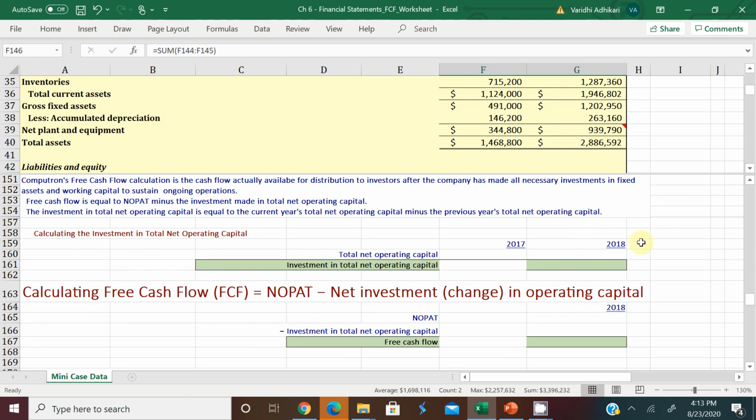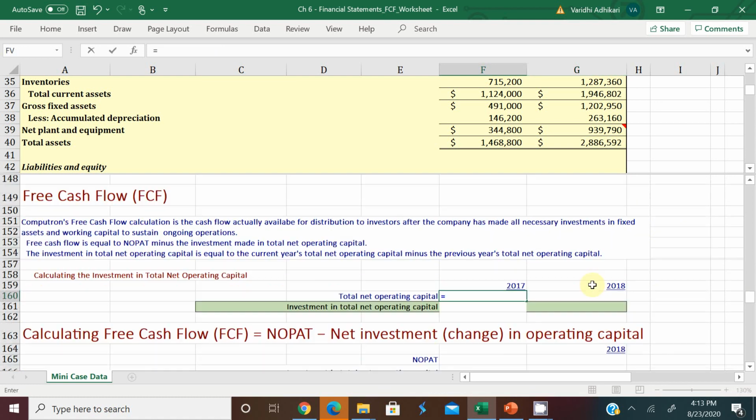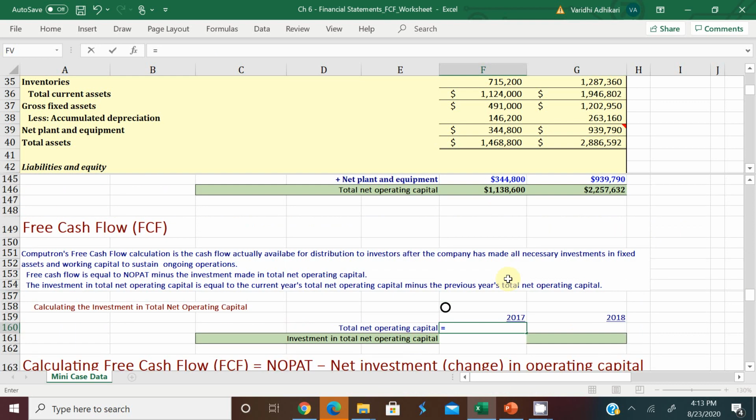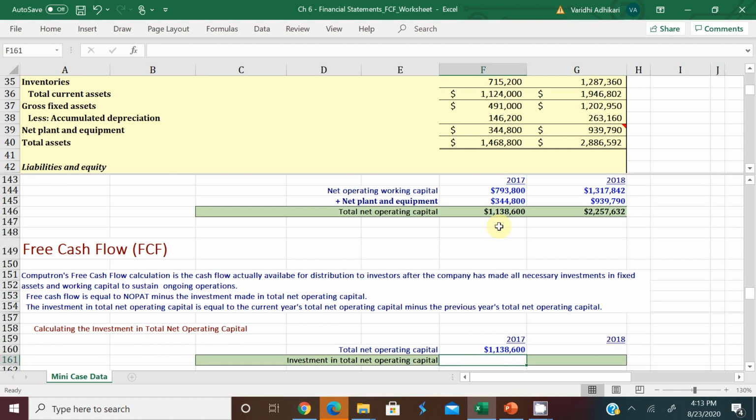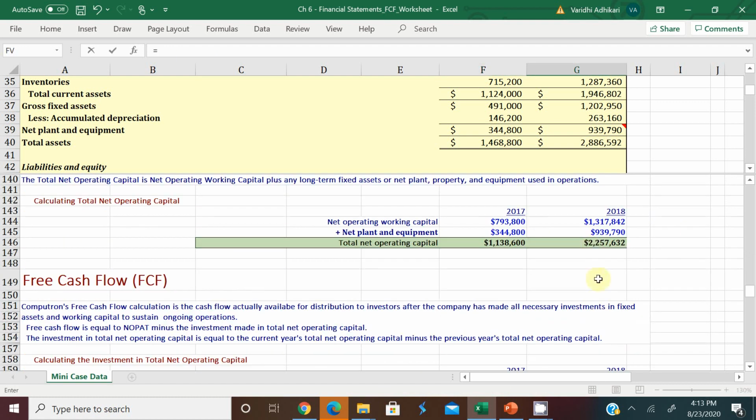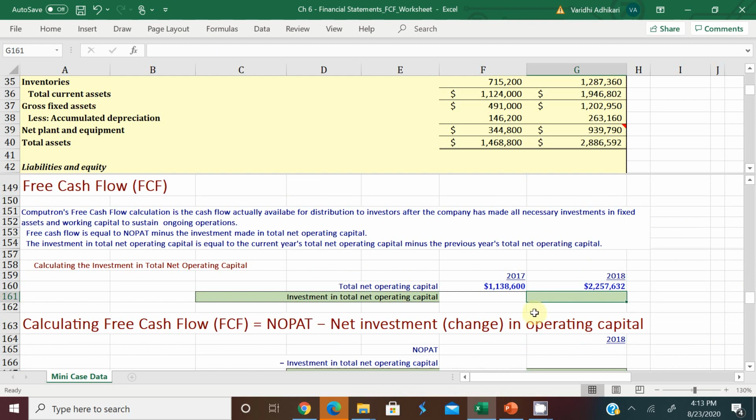All right. So in order to figure out investment in total net operating capital, we need to find the difference. In 2017, it was that. In 2018, it was that. Okay. So investment in total net operating capital, remember this, we can only do for 1 year because we only have information for 2 years, right? So it was 2018 amount minus 2017 amount. So this company made an investment of $1.1 million in operating capital.